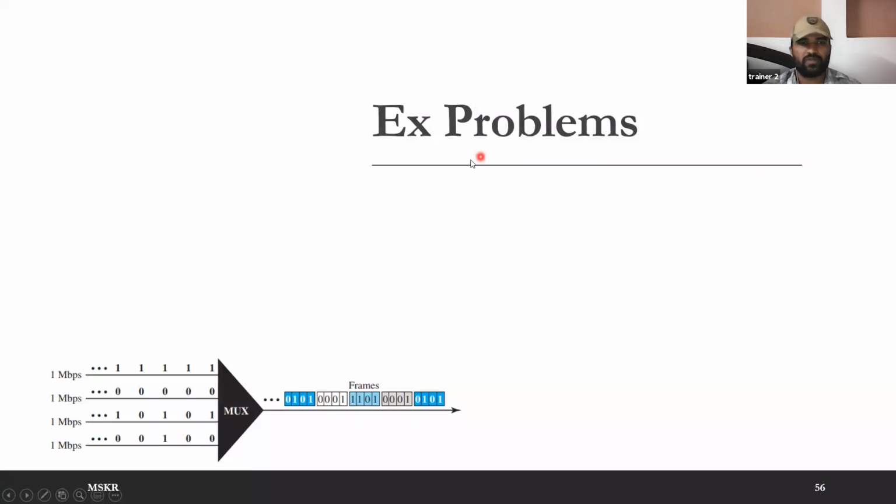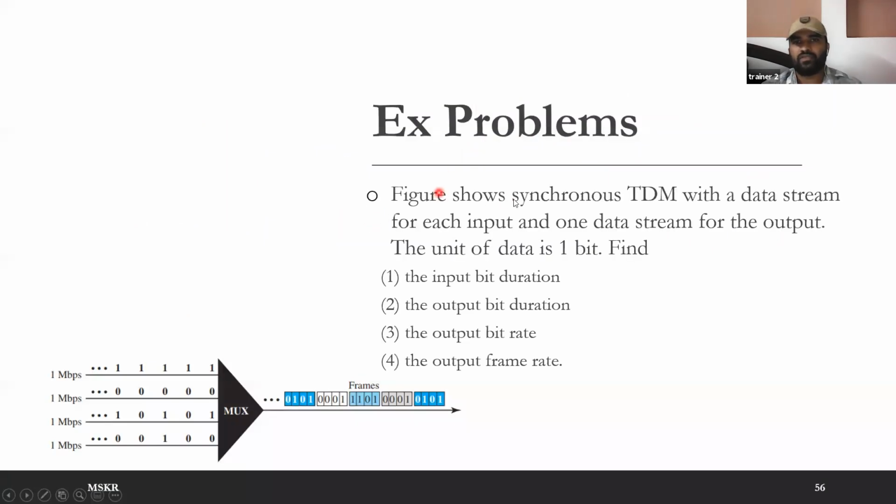So the problems will be something like this. The figure shows a synchronous TDM with a data stream for each input and one data stream for the output. Each input is generated at 1 Mbps speed. So the question is, the unit of data is 1 bit, find the input bit duration.